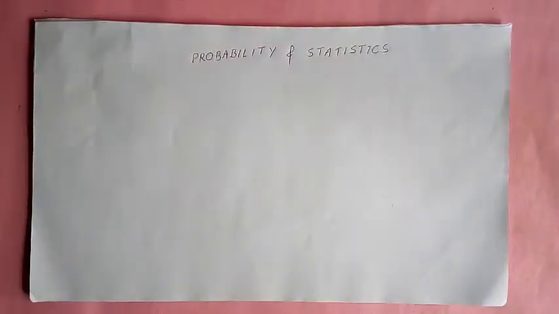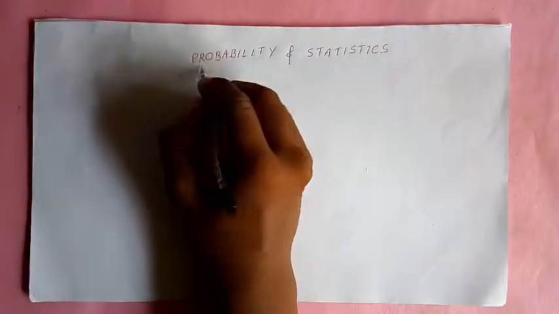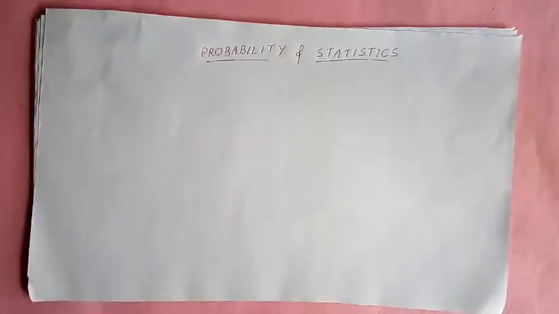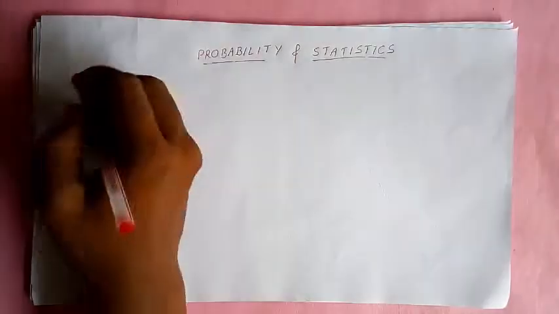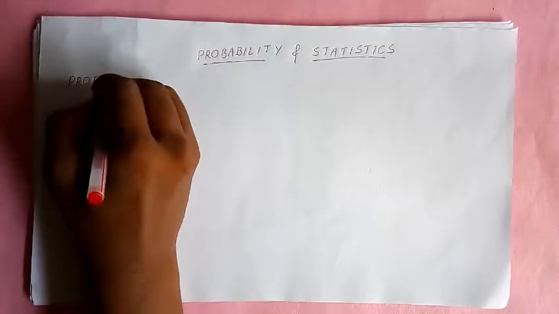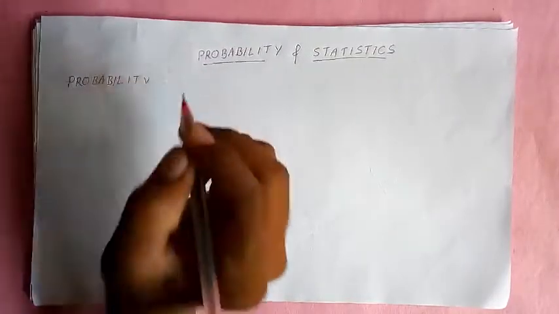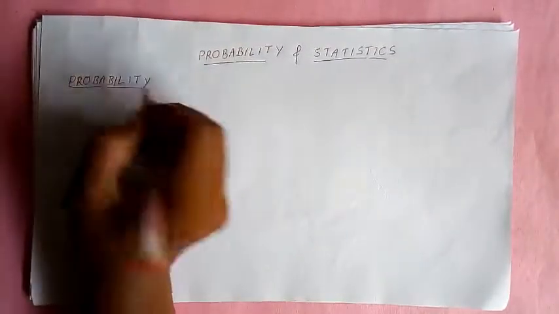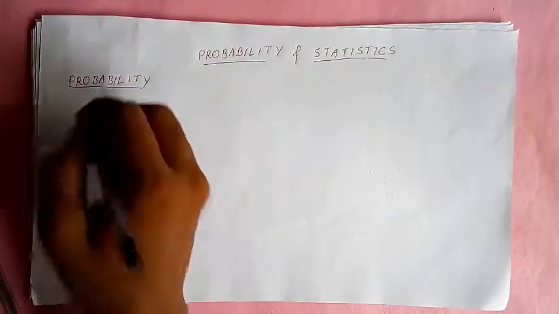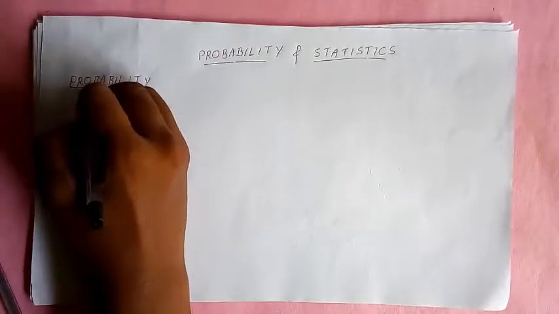Okay, in these two topics, first we are starting the probability and then we are going to move on to the statistics. Now write a heading: probability. In this we will first discuss random experiments. Side heading is random experiment.